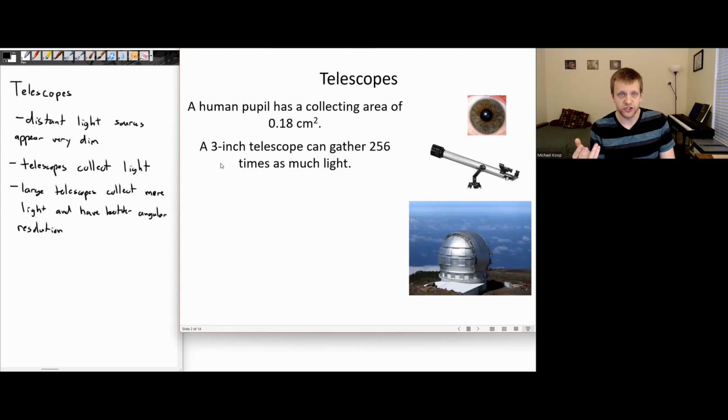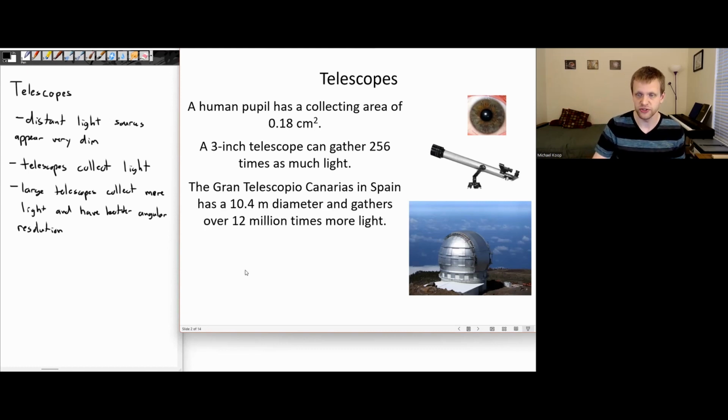Whereas a 3-inch telescope, the objective lens of that telescope, the primary lens, is about 3 inches across and can gather about 256 times more light than the human eye can. It funnels that light into the eyepiece, and that goes into your eye, so you can see much dimmer objects. But again, bigger is better for telescopes. The Gran Telescopio Canarias in Spain has a 10.4 meter diameter mirror and gathers over 12 million times more light than the human eye does alone.